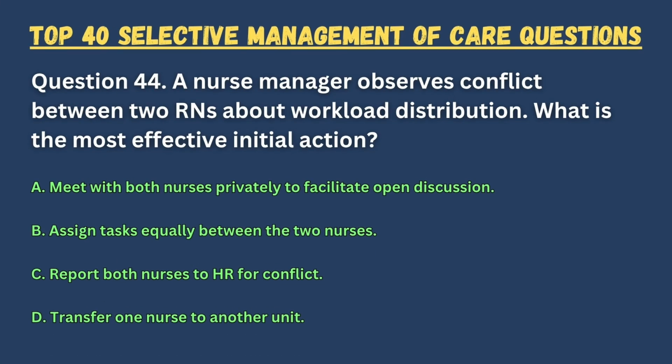Question 44. A nurse manager observes conflict between two RNs about workload distribution. What is the most effective initial action? A. Meet with both nurses privately to facilitate open discussion. B. Assign tasks equally between the two nurses. C. Report both nurses to HR for conflict. D. Transfer one nurse to another unit.